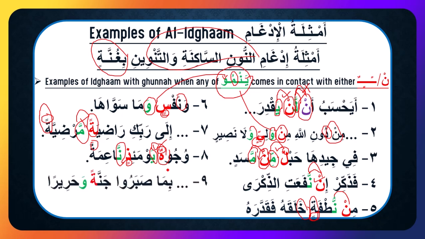Then the next thing we have is bima sabaru jannatan wa harira. Jannatan wa harira. It's a tanween here, Nuun Saakinah. Looking at the next letter waw, what do we do? We pronounce this with a ghunnah, just as we explained in the previous one. Then we have this one that says فَأَخَذْنَاهُ أَخْذًا وَبِيلًا.